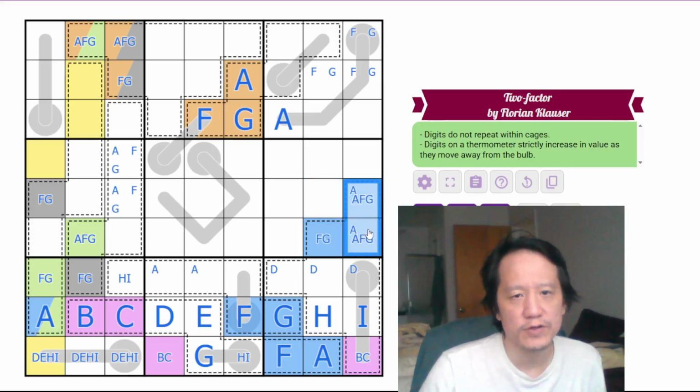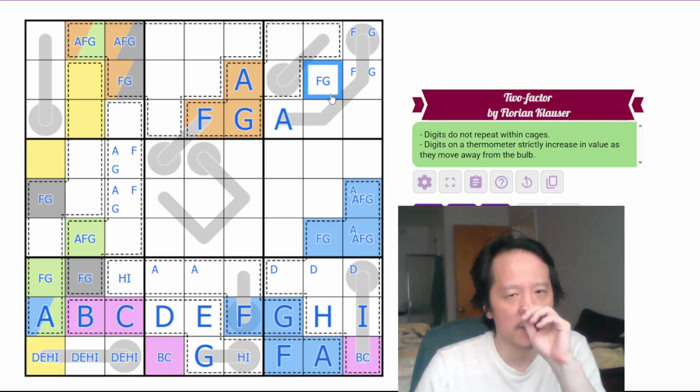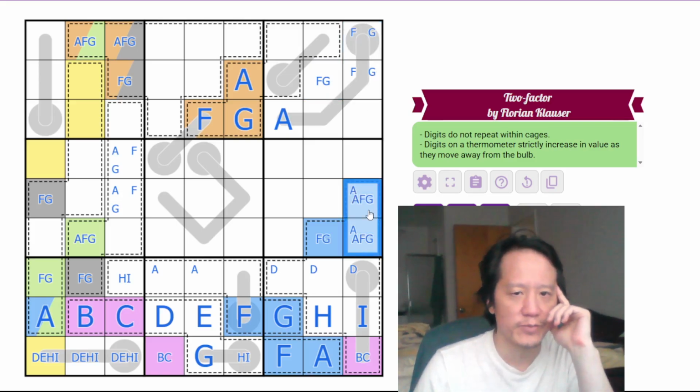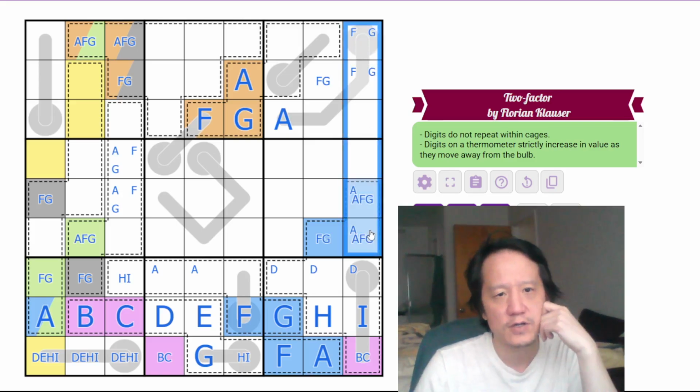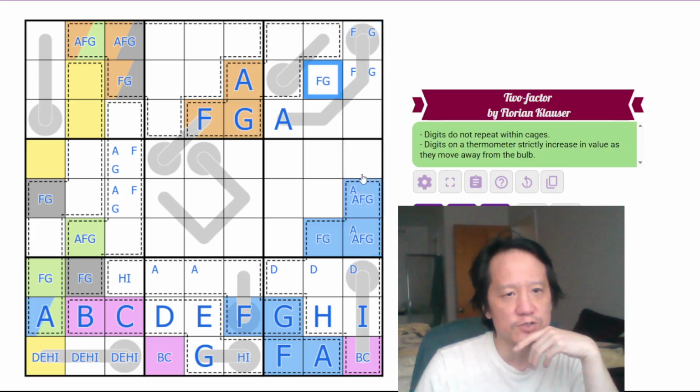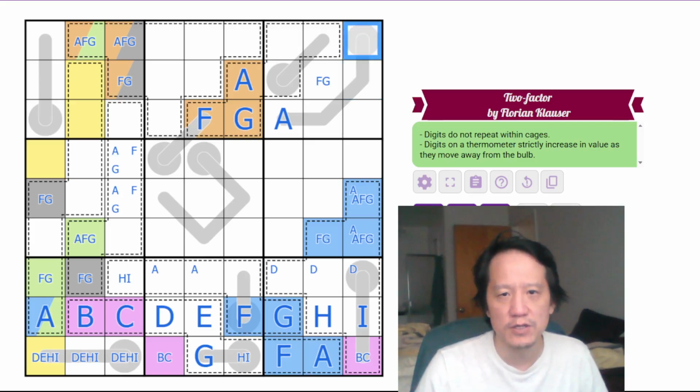A has to be one of these. F or G is this one. That means both FG cannot be here. Therefore, this must be an FG. Since this is FG, right? Because both of these can't be, because that would make 4 cells have to have 3 digits here. So one of these is FG. We have an FG here, which means there is no more FG in row 2. So this can't be FG. This must be then the other FG.